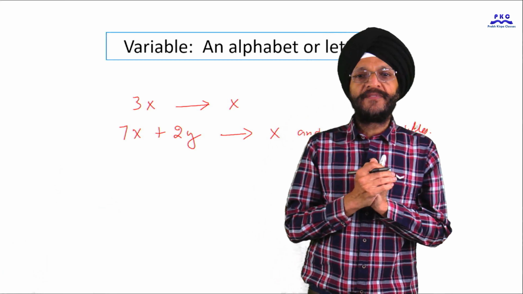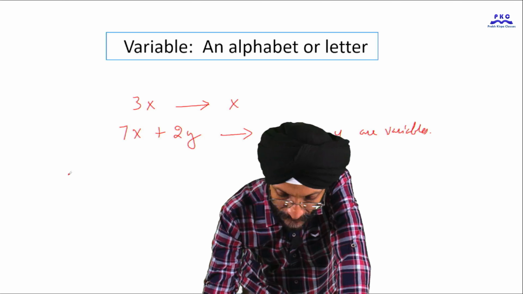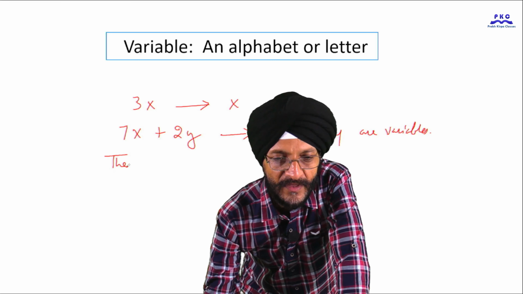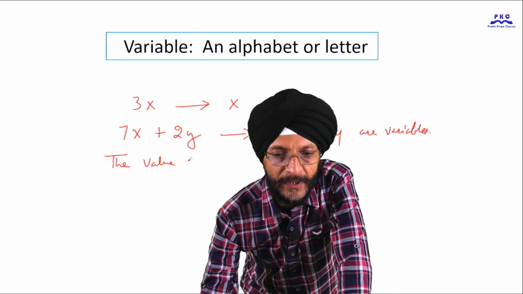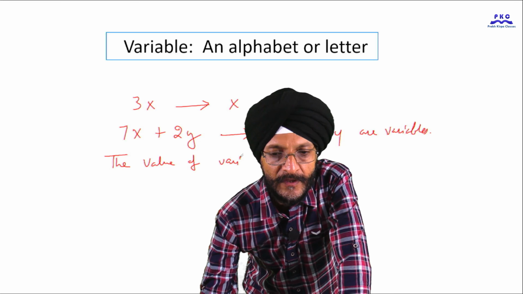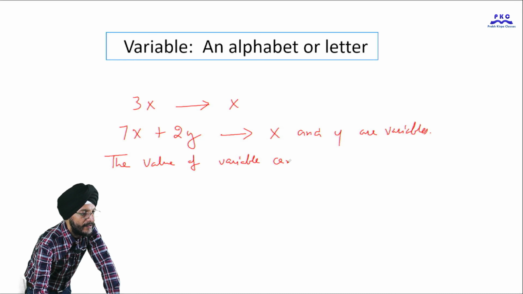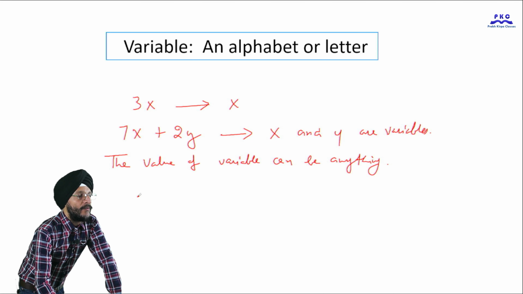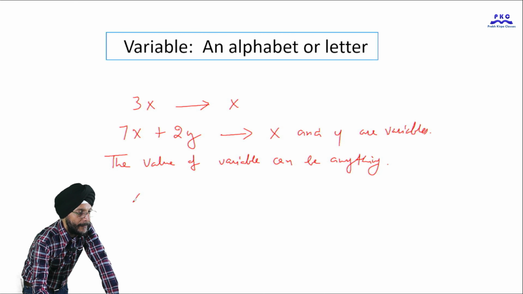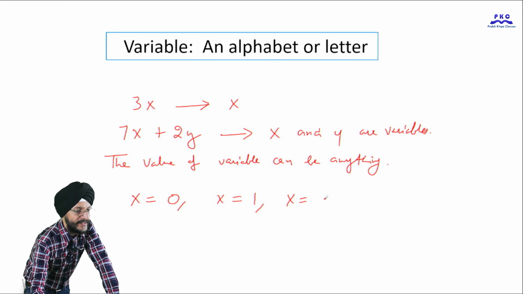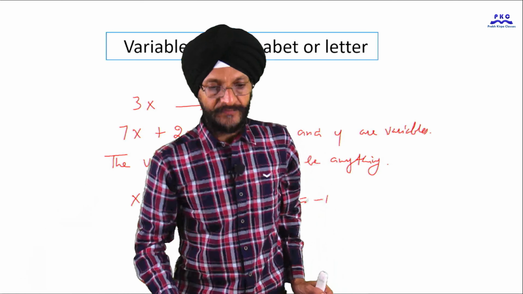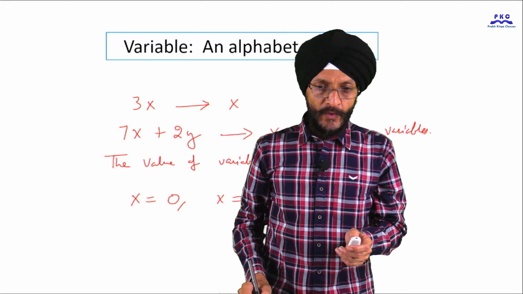Another important point with regard to variable is that the value of variable can be anything. That is, we will understand the same with the help of example. The value of x can be 0, value of x can be 1, or value of x can be -1. So now we proceed further.